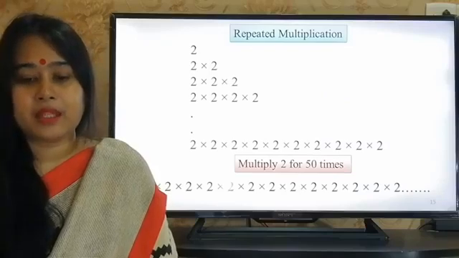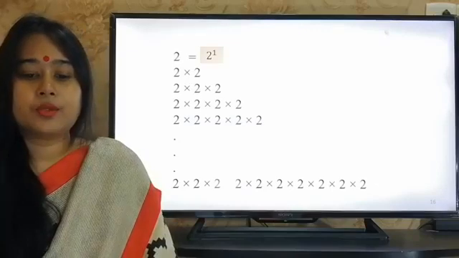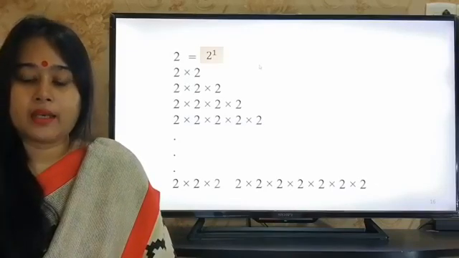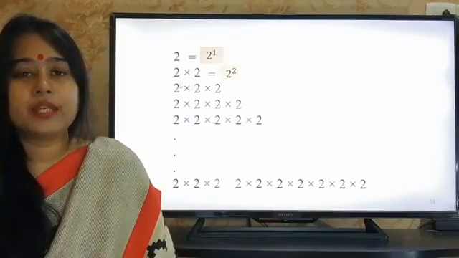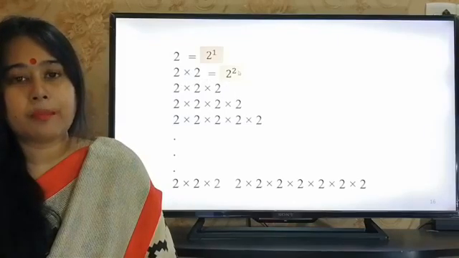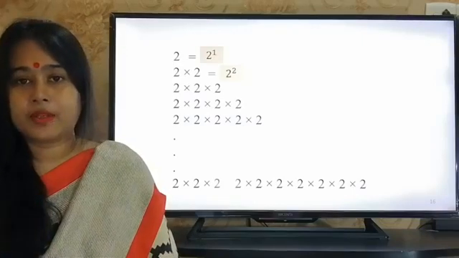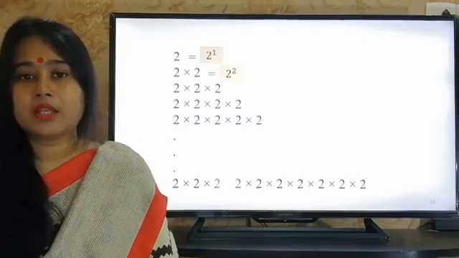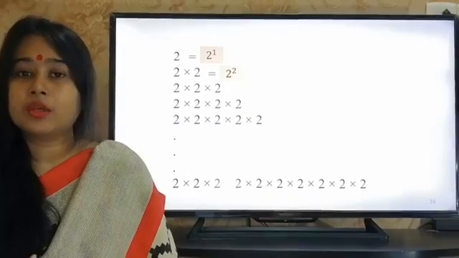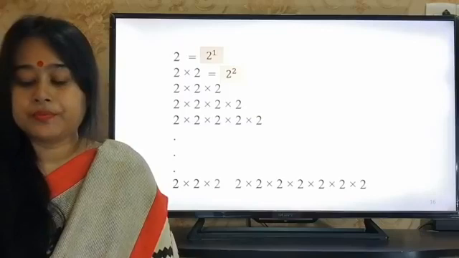To write repeated multiplication, we can write 2 as 2 to the power 1, and then 2 into 2 can be written like this, 2 to the power 2. You can hear my pronunciation: 2 to the power 1 and then 2 to the power 2.